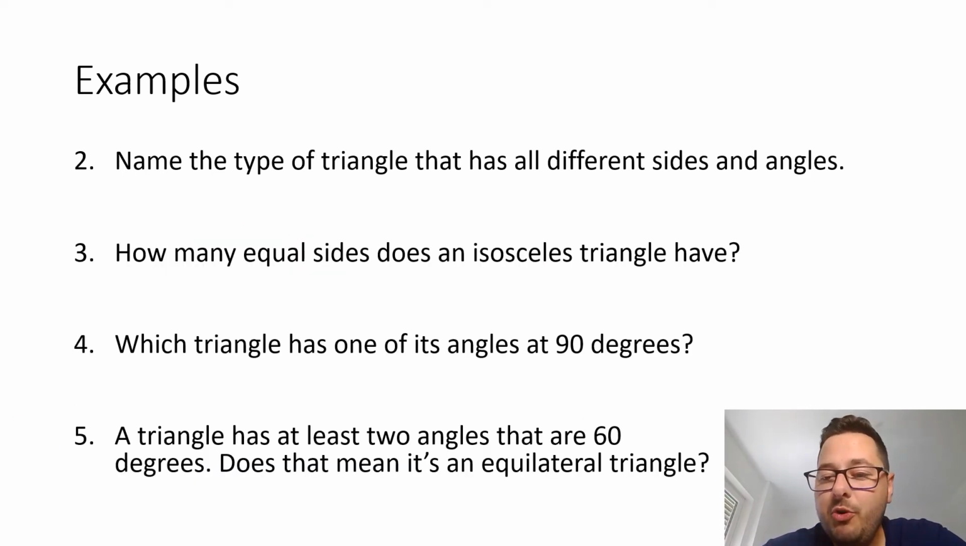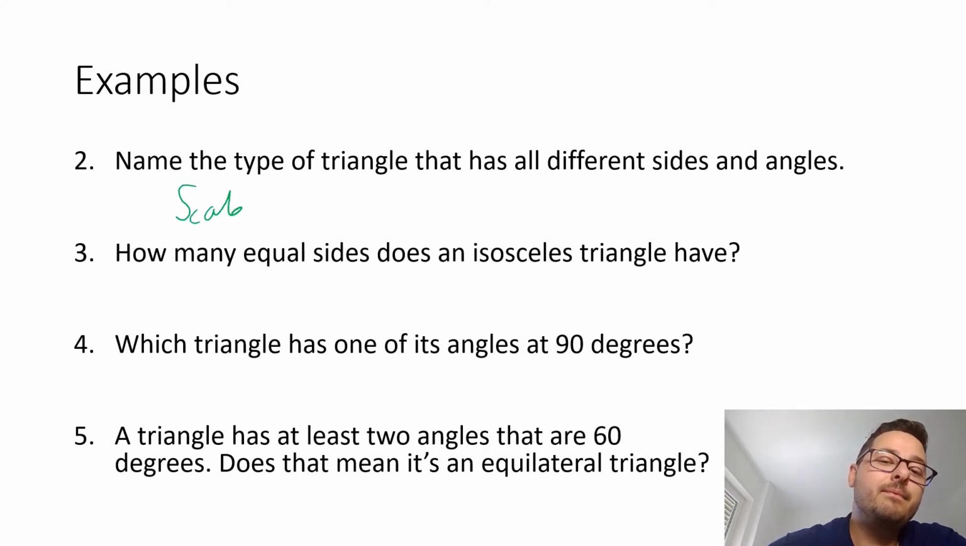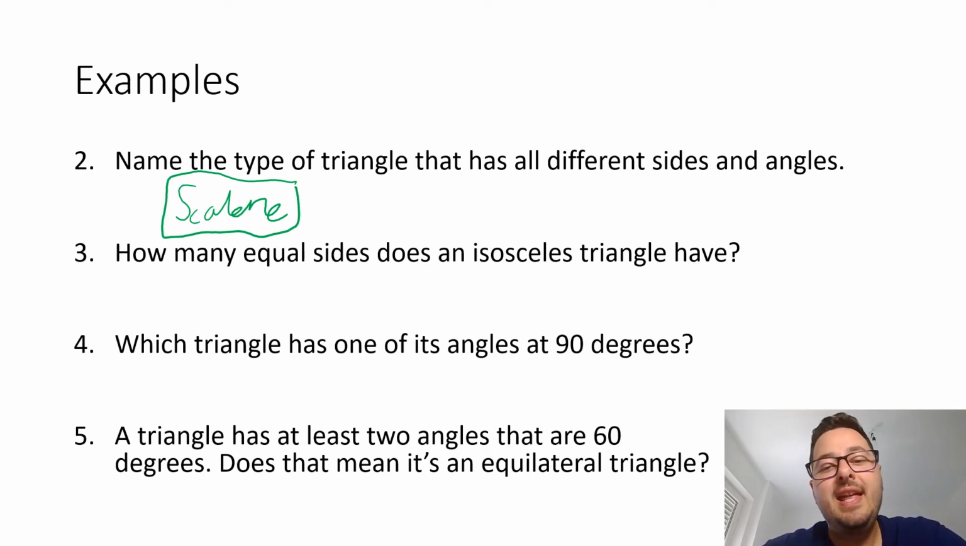And finally, a few more questions. Again, feel free to pause the video and try them yourself. Otherwise, we'll do them together. So number 2, we want to name the type of triangle that has all different sides and angles. Well, that is a scalene. Number 3, how many equal sides does an isosceles triangle have? Well, it has 2.